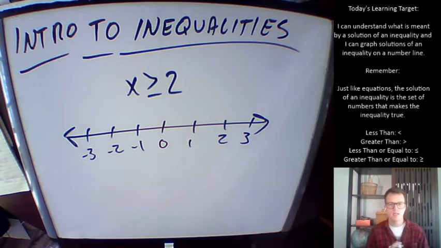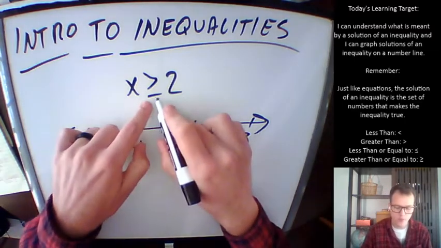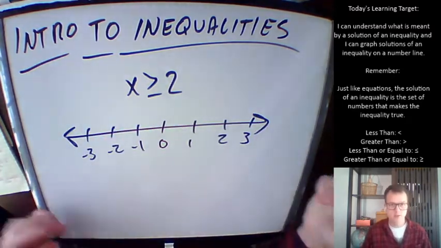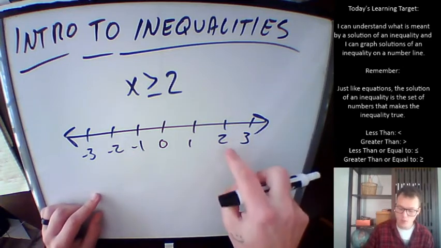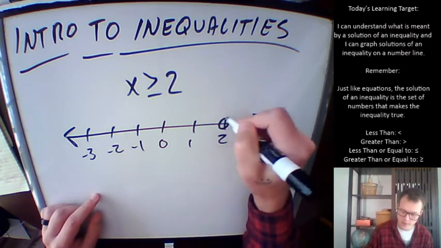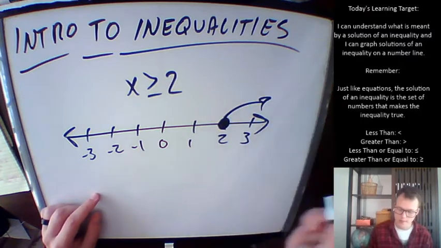Okay, here's the last type we're going to talk about today. X is greater than or equal to 2. Well, this is very similar to the last one. We know that x is some number that's either bigger than 2 or exactly 2. So again, we're going to fill it in, and we're going to point to the right.